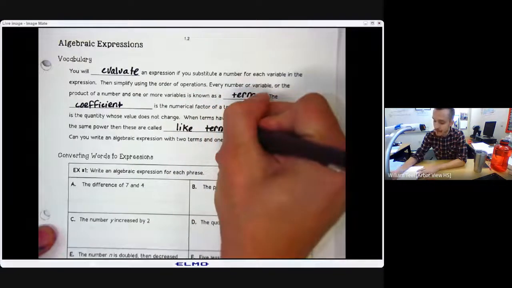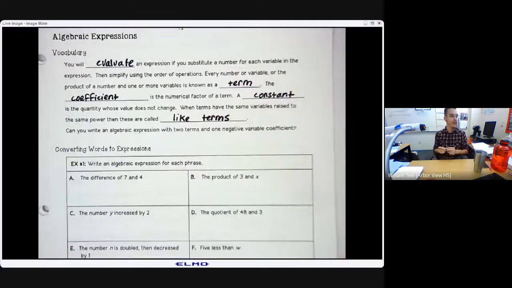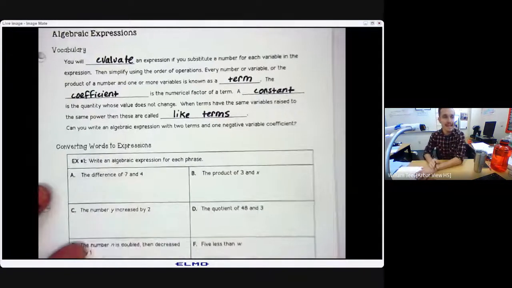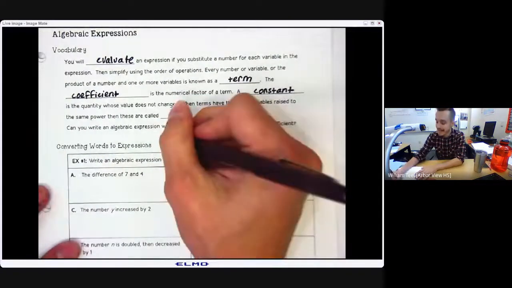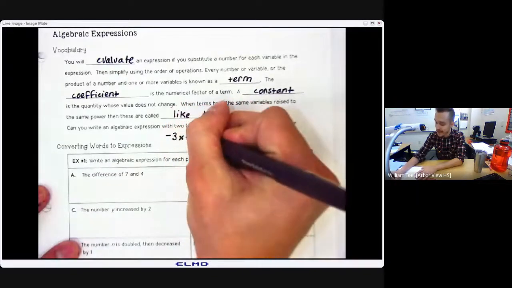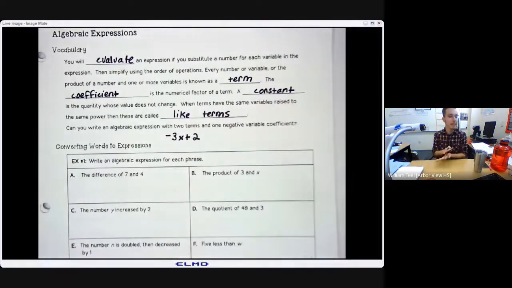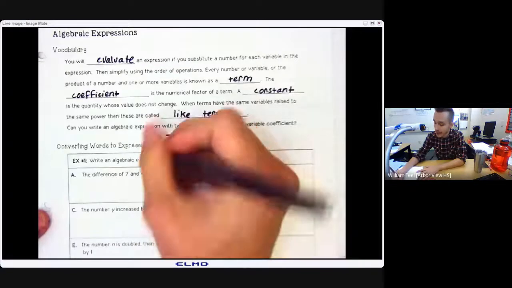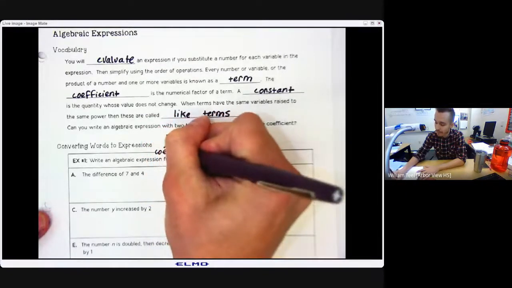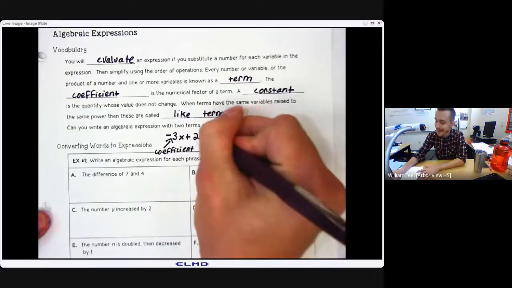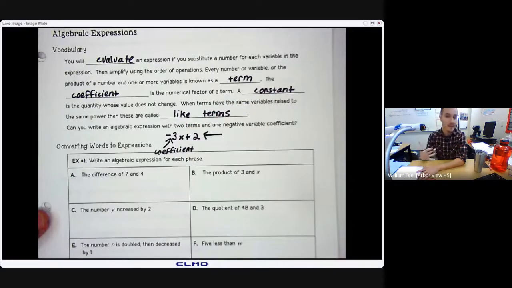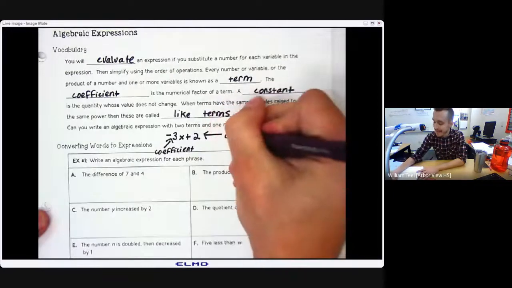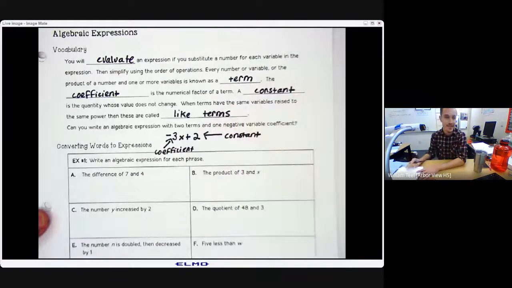Okay, so let's look at the individual parts of an expression. So if we're looking down here where it says, can you write an algebraic expression with two terms and one negative variable coefficient? We're going to try to work all of these into one single expression. So if I write down the expression negative 3x plus 2, this includes all of the separate parts that we talked about before. This number right here, the negative 3, that is going to be your coefficient. And then the plus 2 on the outside, that is the number that is not attached to any variable. That number stays the same always. That is called the constant because it remains constant. It does not change. Okay.